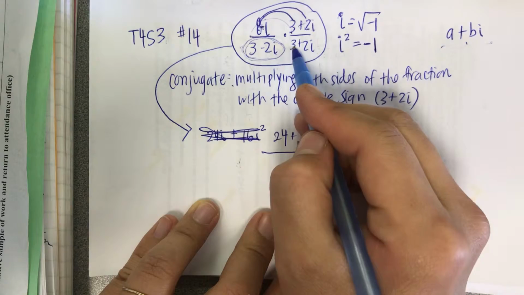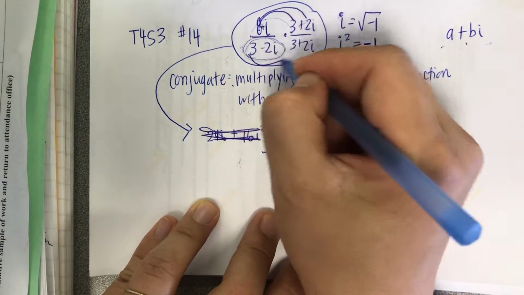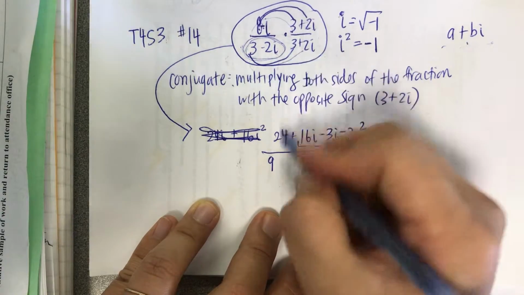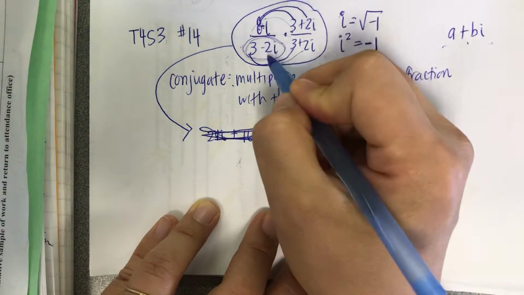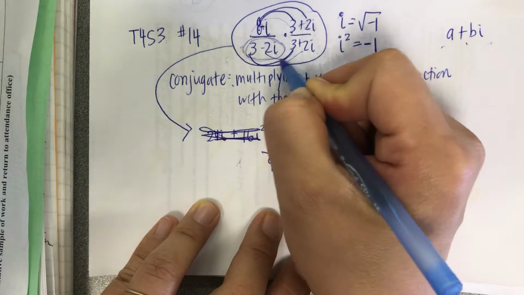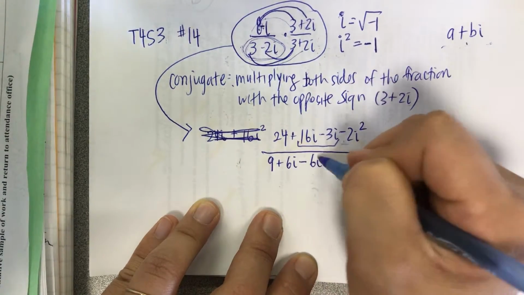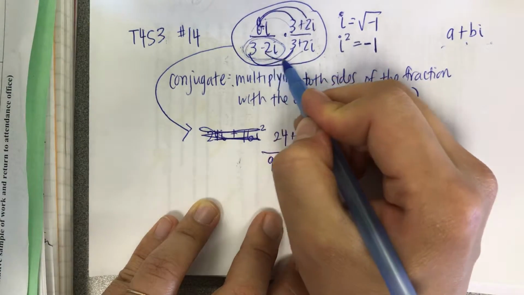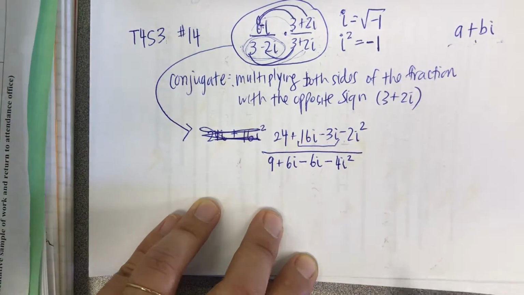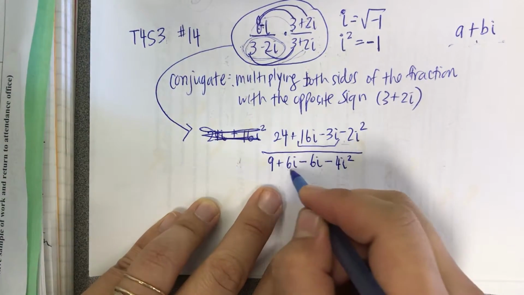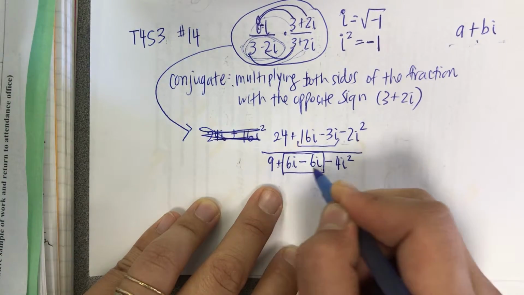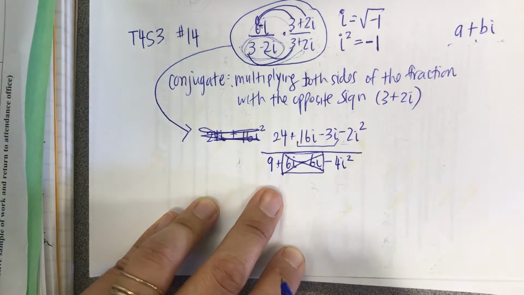Over, let's do the one on the bottom. 3 times 3 is 9. 3 times positive 2i is positive 6i. And then we go to the inside now. Negative 2i times 3 is negative 6i. Negative 2i times positive 2i is still a negative, but 4i squared. Notice, see, this is what I'm talking about, where the conjugate crosses the i's out. Plus 6i minus 6i cancels out.